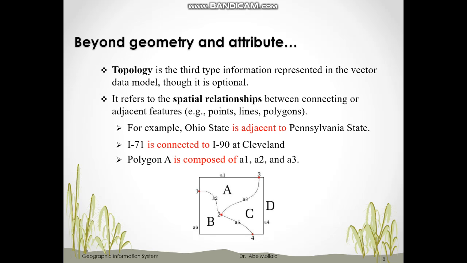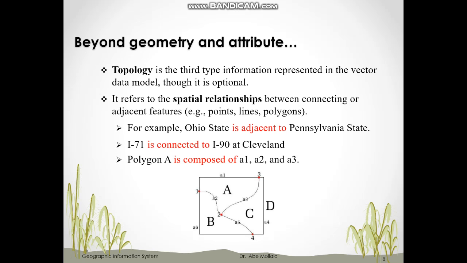A special feature for the vector data model is topology. What is topology? Topology is the third type of information and is only used in the vector data model, in addition to geometry and attribute, in addition to spatial and attribute. Topological information is optional, and it basically records the spatial relationship between geographic features, such as connectivity, adjacency, and composition.